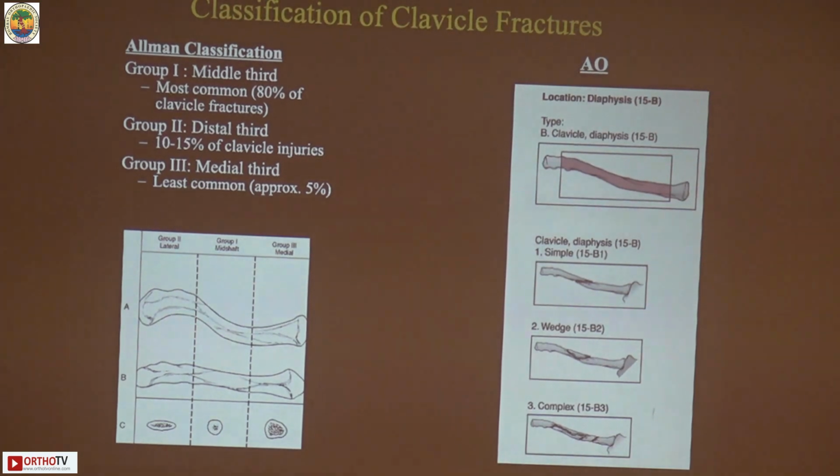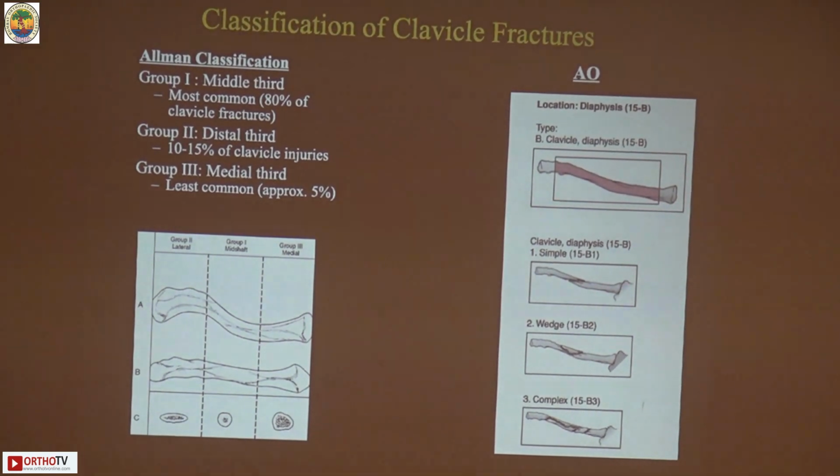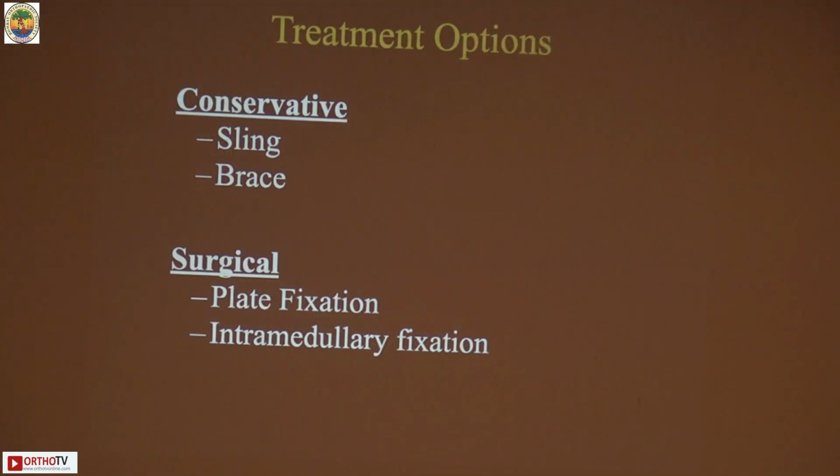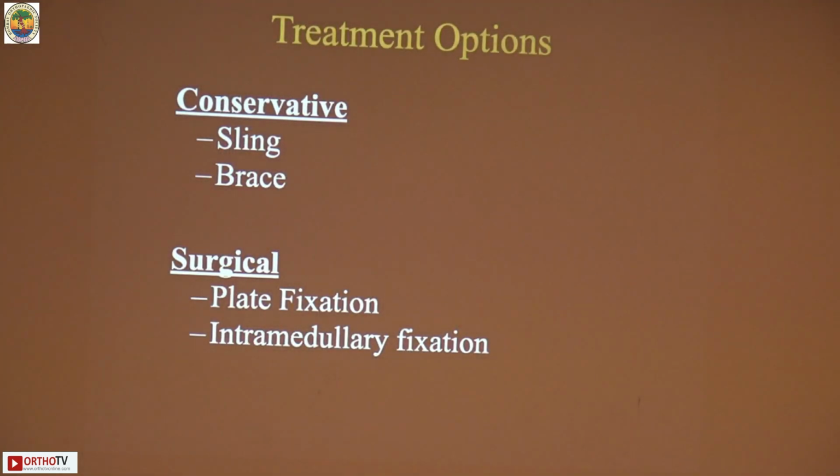The middle third of the clavicle comprises mainly 80% of clavicle fractures, and they can be simple, wedge or complex fractures. Treatment options for clavicular fracture depend on displacement, deformity, comminution and neurovascular status. We will be talking about surgical management.